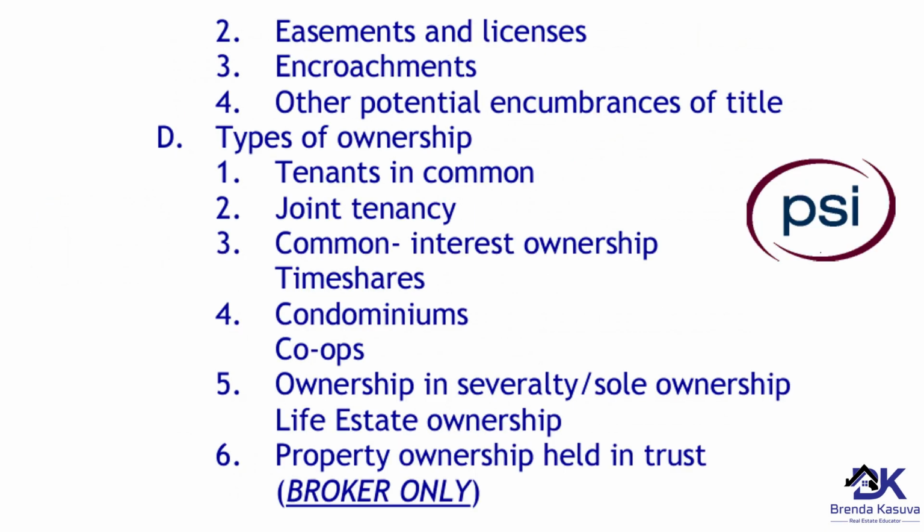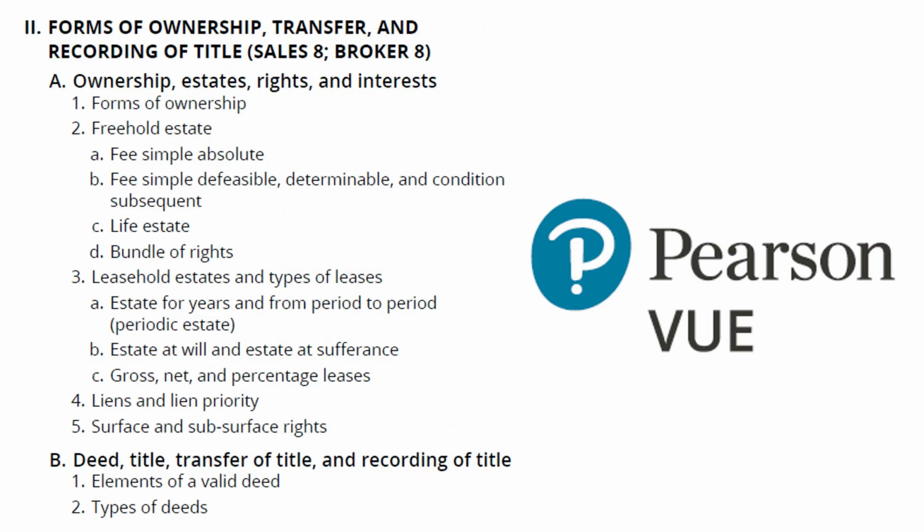You will see in letter D, types of ownership, tenants in common, joint tenancy. When you are exposed to the Pearson View, the split is almost 50-50. Over 21 states are using the PSI testing facility, and then the rest are going to be using Pearson View. When you're going to take the real estate exam, you will definitely know which one you will be exposed to.